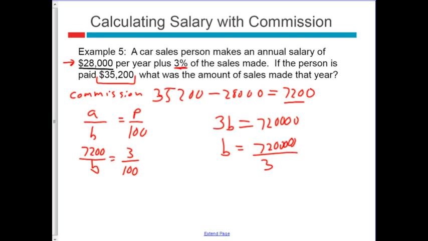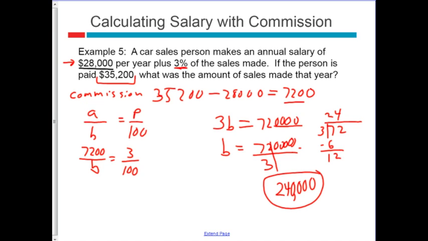divided by 3. Well, if I do 72 divided by 3, 2 times 3 is 6. Subtract 1, bring down the 2. I get 24. That did that much, so I still have my 4 zeros after it. That is 4 zeros, though it looks like 5. So I have 24, 1, 2, 3, 4. So this salesperson must have sold $240,000 worth of cars in order to make that much money in that year.